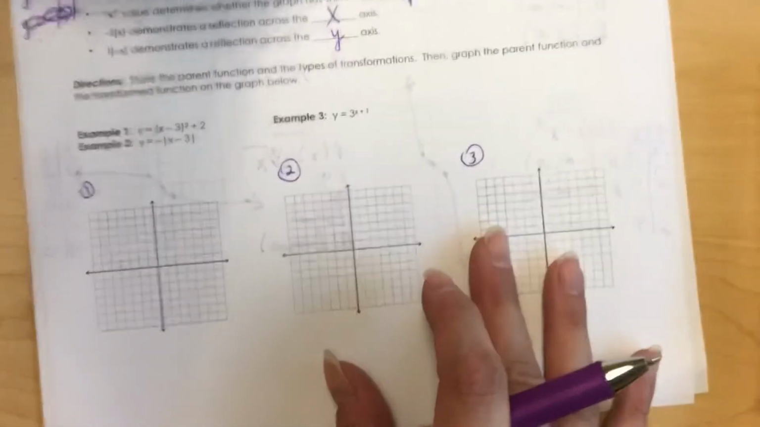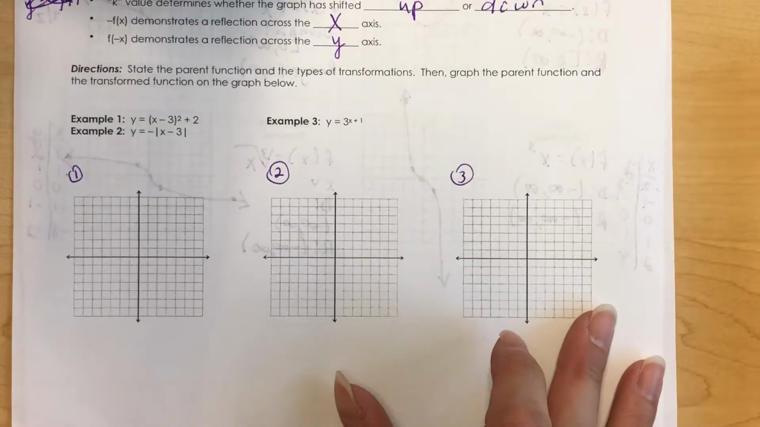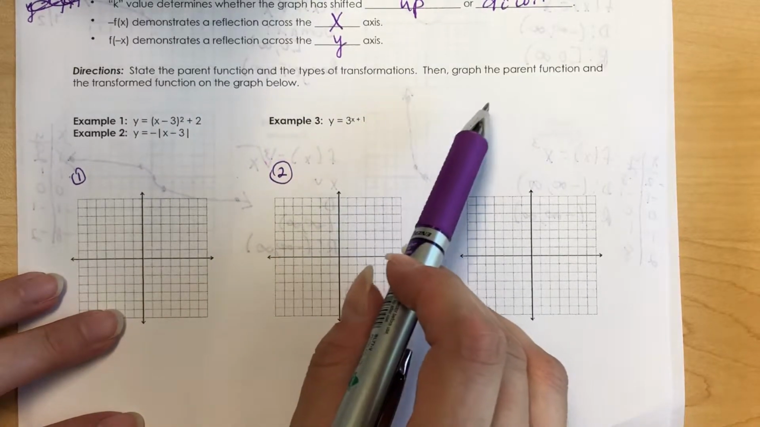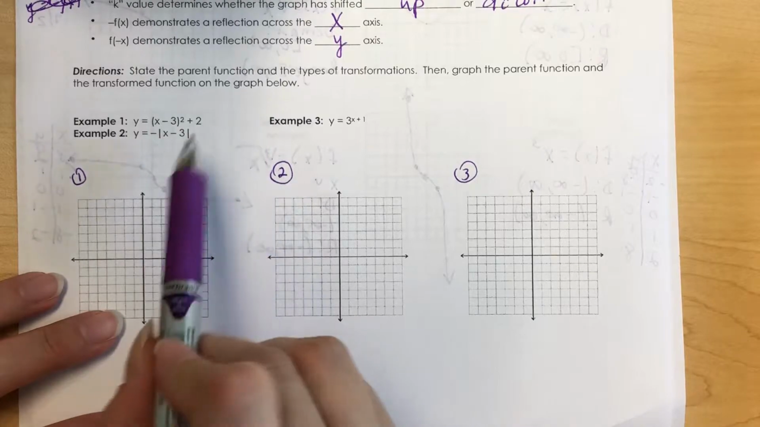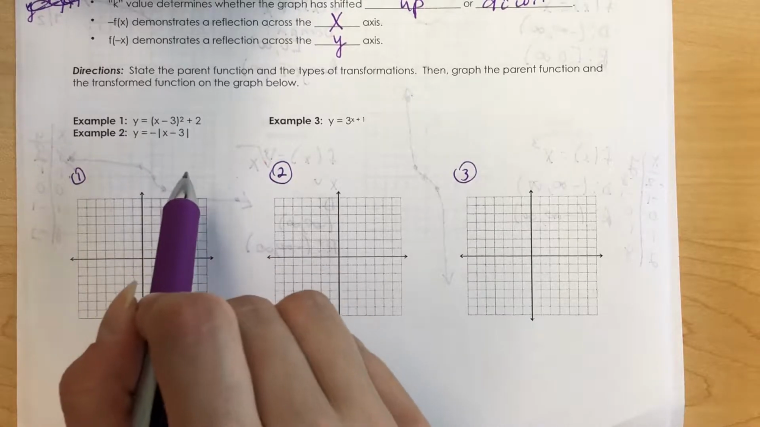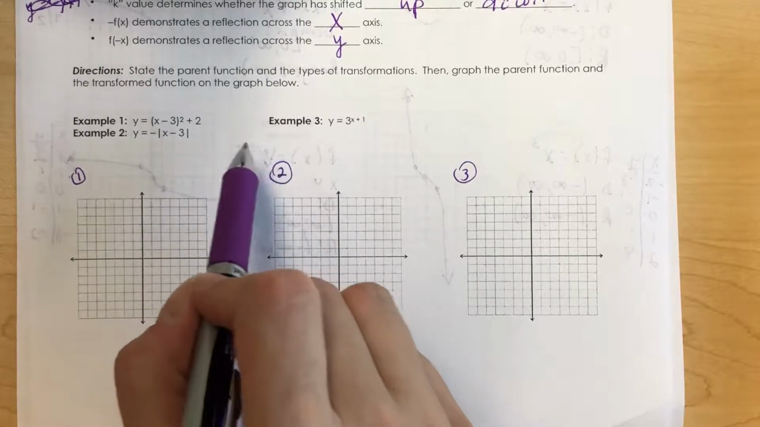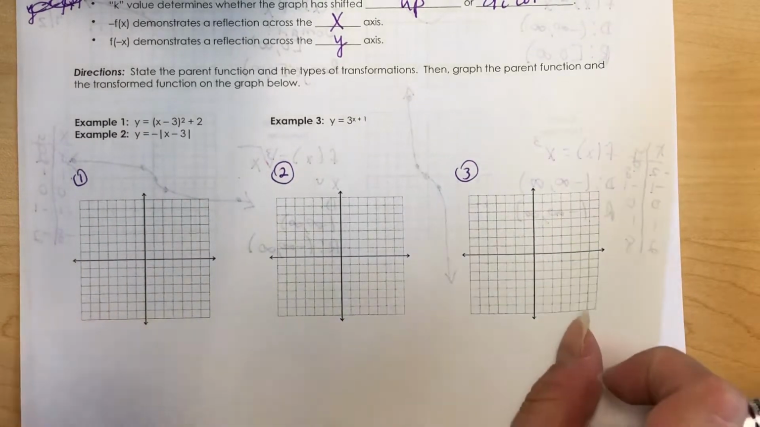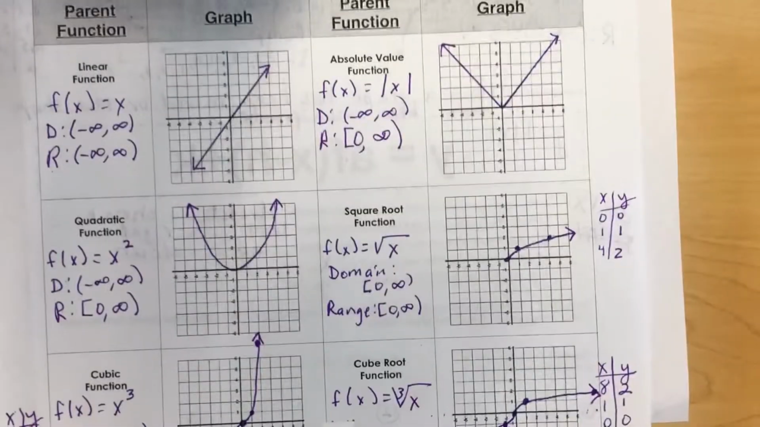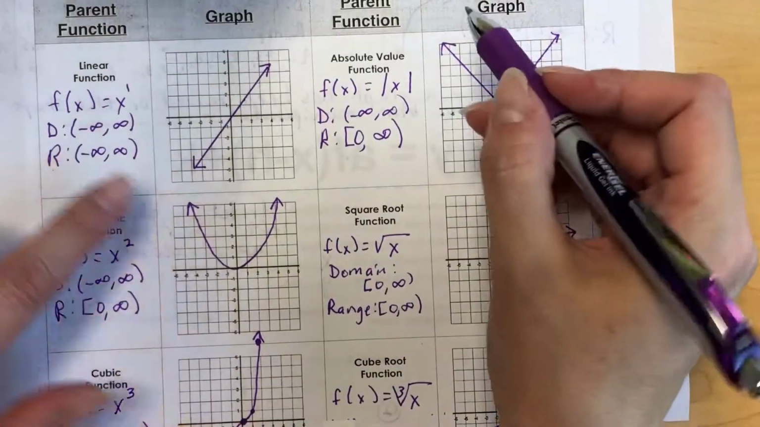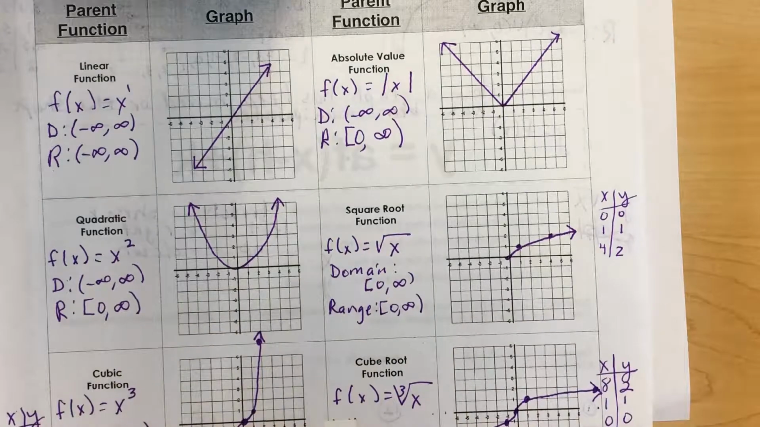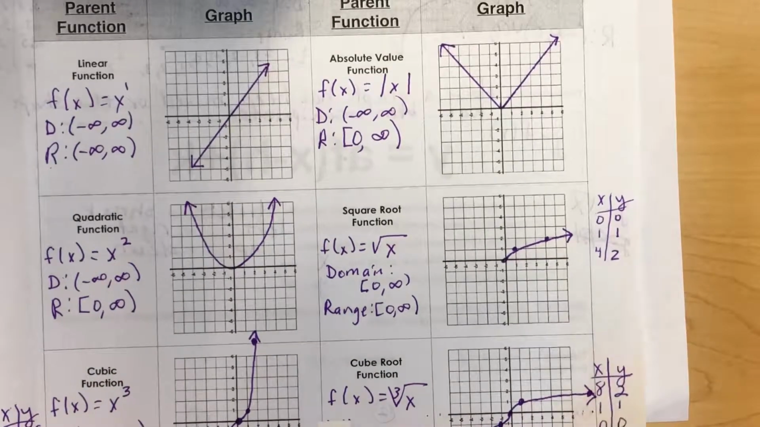Okay, and now let's look at some examples. The directions state the parent function and the types of transformations, then graph the parent function and the transformed function on the graph below. So number 1, how do we determine what type of function we have here? I don't have the paper to look at, and it's not easy for me. Let's flip it over for a second, though. Let's just look at some of the characteristics of all of these graphs and your equations. So this is x to the first, this is the absolute value of x, x squared, square root of x. Those are the things that you're looking for. Here's an x cubed down here.